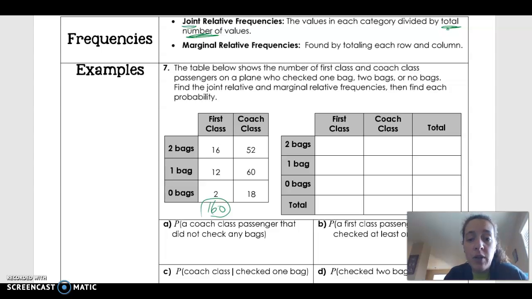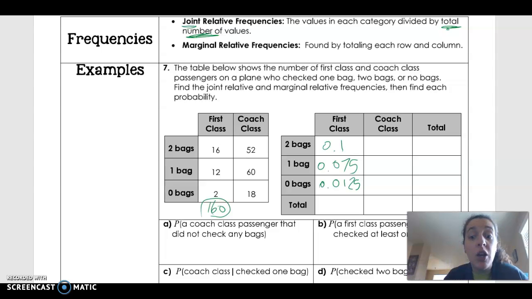To find that, I'm going to look at first class first, because it doesn't matter what order. I have 16 people here divided by 160, which gives me 0.1. Then my 12 people with 1 bag divided by 160 gives 0.075. And then for 0 bags, I had 2 people divided by 160, which is 0.0125.